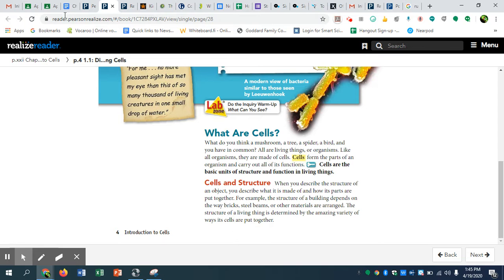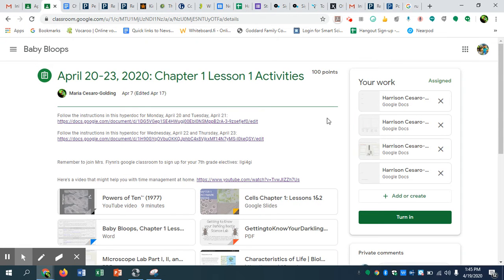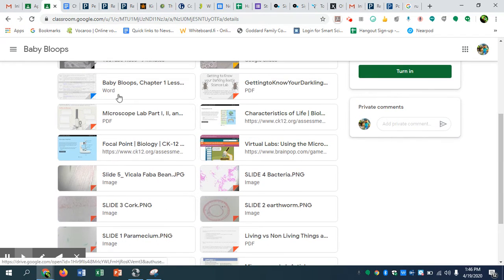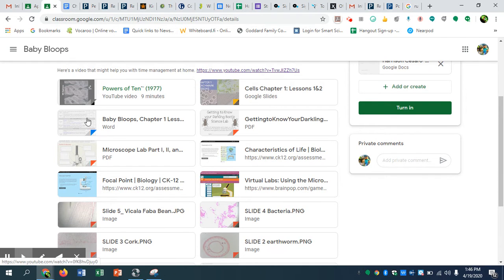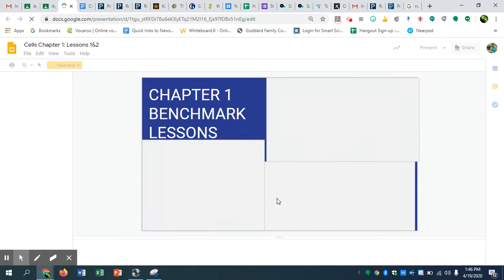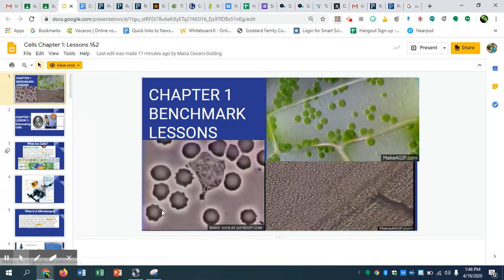So we're going to talk about cells today. Generally, you don't have to worry about all of these links that I have. This is what we would have used if we were in the classroom. I've put all of these hyperlinks into the hyperdoc. But wherever I have my Google Slides, these are the lessons that I use in the classroom to show you different pictures of things. I'm going to use this as a tool to help us learn, but you can always click on my Google Slides and take a look at what we're learning.